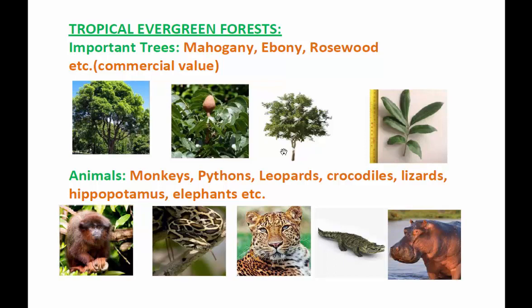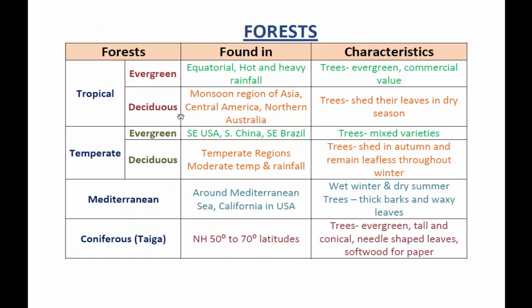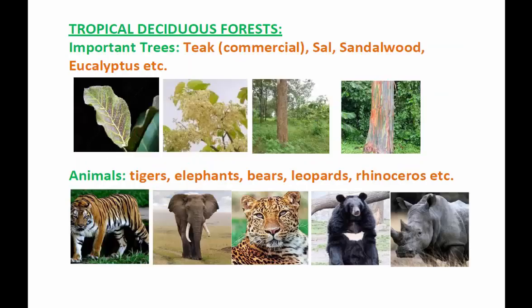Next one is deciduous. Deciduous means the trees that shed their leaves in dry seasons. Okay, so they usually shed their leaves during the dry season. Some of the important trees of the deciduous forest include teak, which is commercially very important, sal and sandalwood, then eucalyptus. These are some of the important trees, and these are all the animals: tigers, elephants, bears, leopards, rhinoceros, etc.